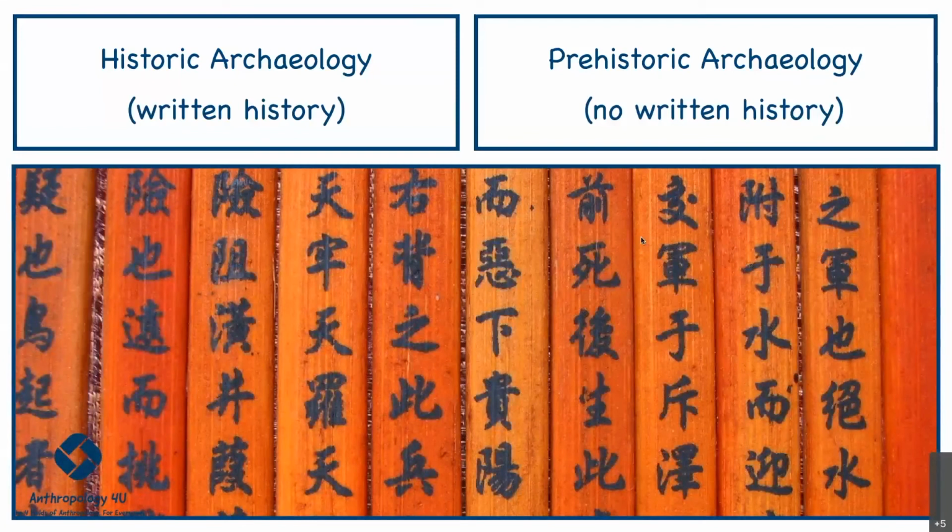Archaeologists study all past cultures, including those with written history, which is called historic archaeology, and those without written history, which is called prehistoric archaeology. We only have written evidence from past societies starting from about 3000 BC, which is about 5,000 years ago. So material remains are the only source of information about people before that point.